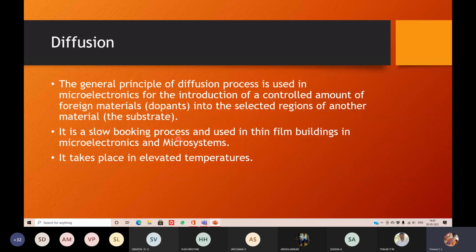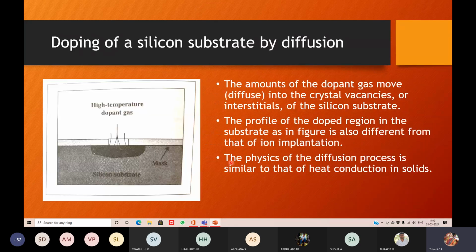And this process is a slow baking process. We'll be using this process in thin film building in microelectronics and microsystems. And all this diffusion process takes place at high temperatures. So that you have to remember.